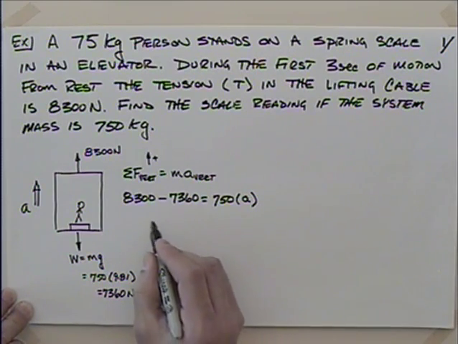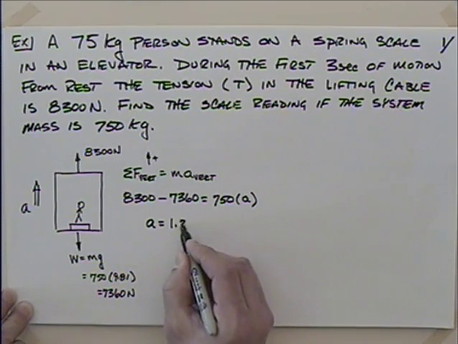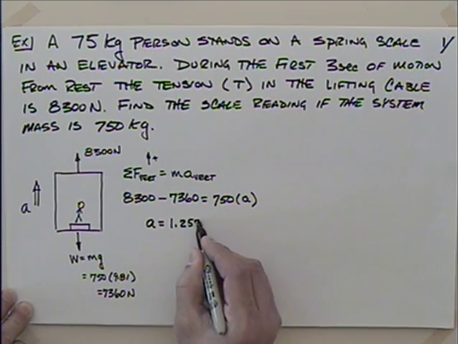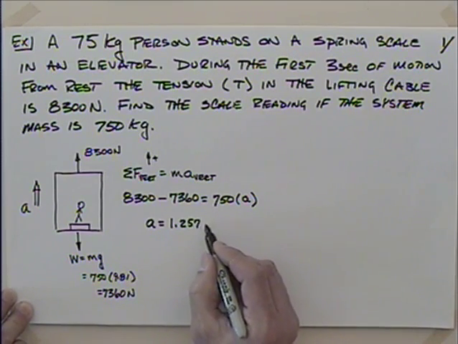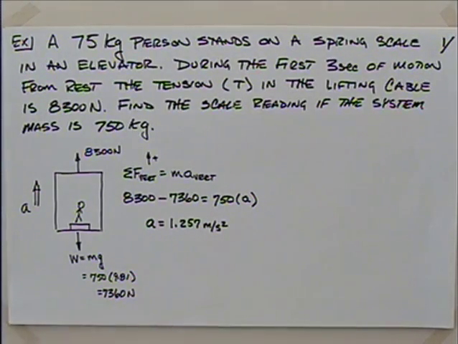So if we go through the solution of this, one unknown in that expression, the acceleration A turns out to be equal to 1.257. I got too many significant figures, but I'll leave them since it's an intermediate step, meters per second squared. So that's the acceleration of the system. It shouldn't surprise us that it's up since the force in the hoisting cable is greater than that 7,360.